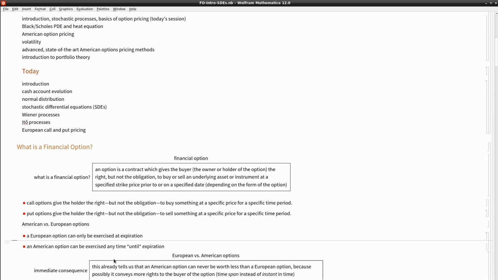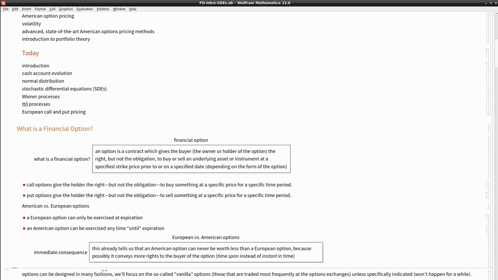Okay, so an immediate consequence we can derive from that is that it's pretty clear that an American option can never be worth less than a European option, because possibly the American option conveys more rights to the buyer of the option, because we're talking about a time span instead of an instant in time. So obviously the American option can never be less. It can be more, and sometimes it is, but not always. Sometimes American options and European options have the same price, because the right to exercise earlier may be worth nothing.